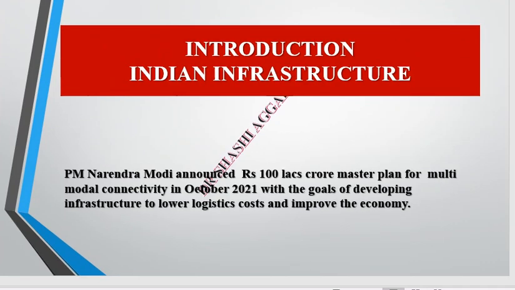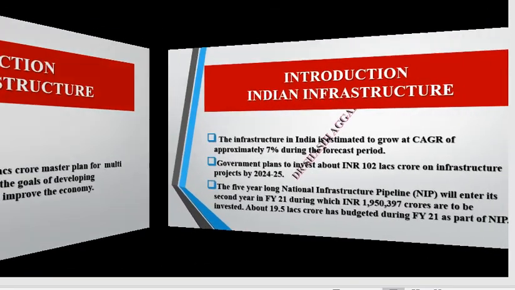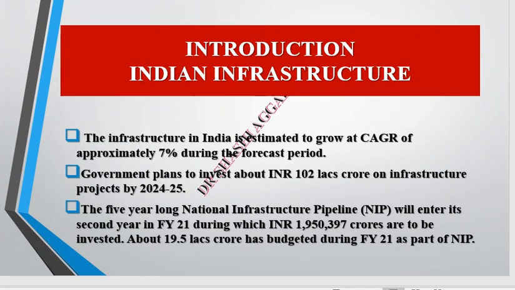Prime Minister Narendra Modi announced a 100 lakh crore rupees master plan for multimodal connectivity in October 2021, with the goal of developing infrastructure to reduce logistics costs and improve the functioning of the economy. Infrastructure in India is estimated to grow at a compound annual growth rate of approximately 7% during the forecast period. The government plans to invest about 102 lakh crore rupees in infrastructure projects by 2024-25.